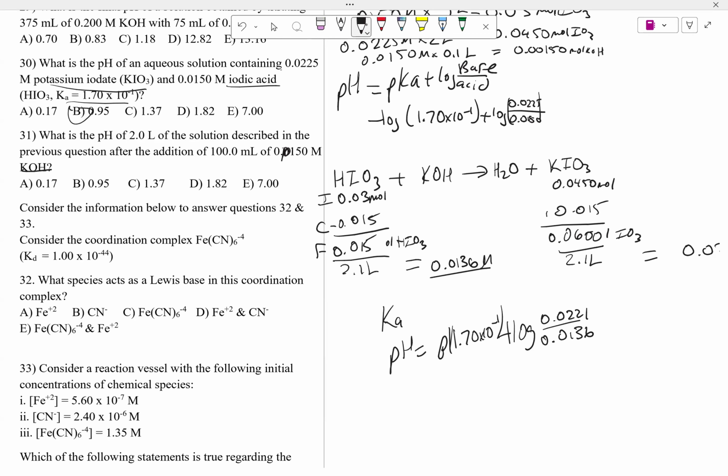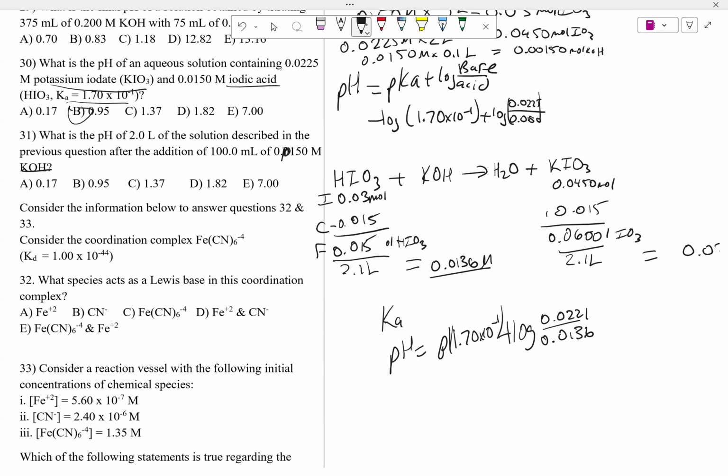On the answer key, I made an error on the practice exam where instead of it being 0.0150, it's supposed to be 0.150, because none of the answer choices would correlate if it was 0.0150. And so now we can figure out this thing, right?